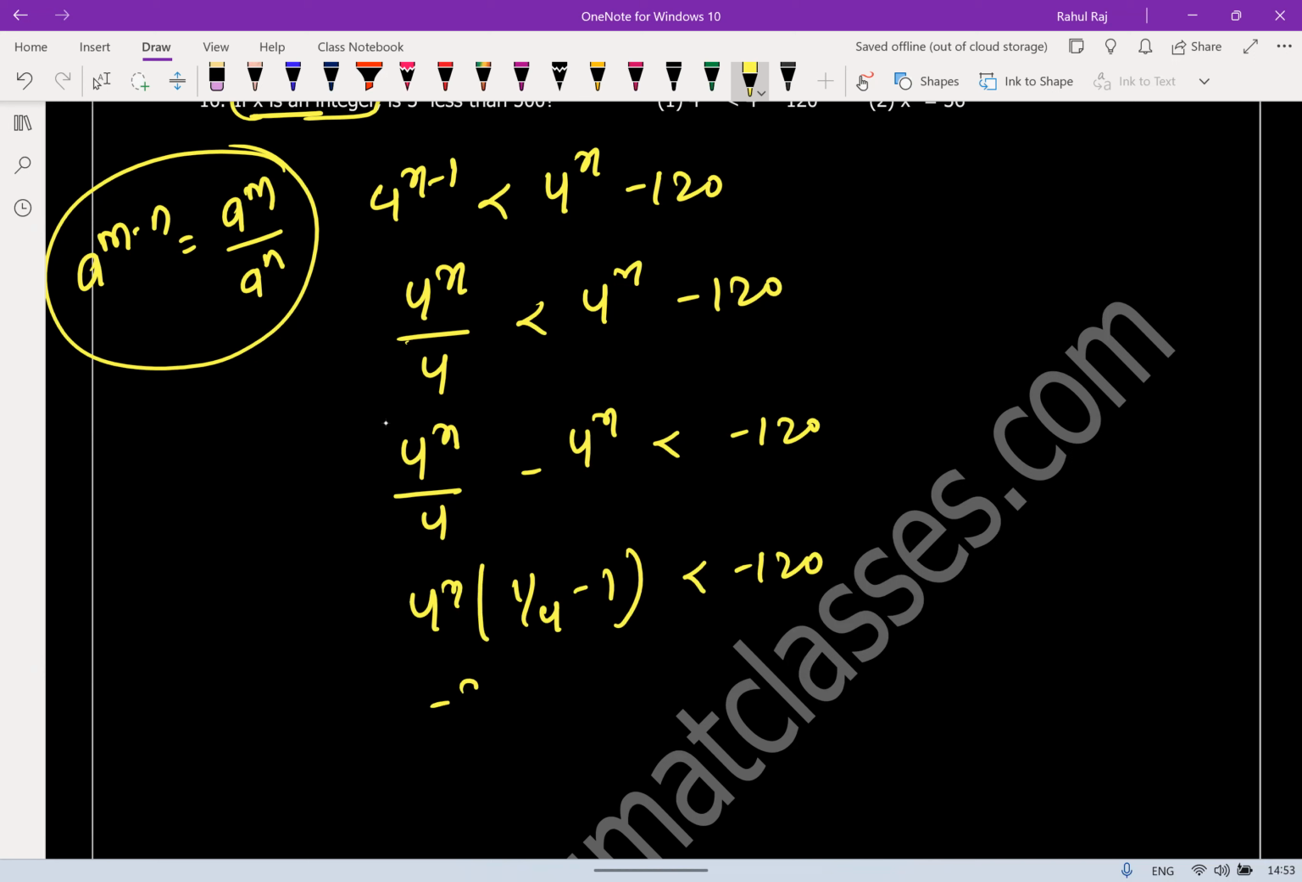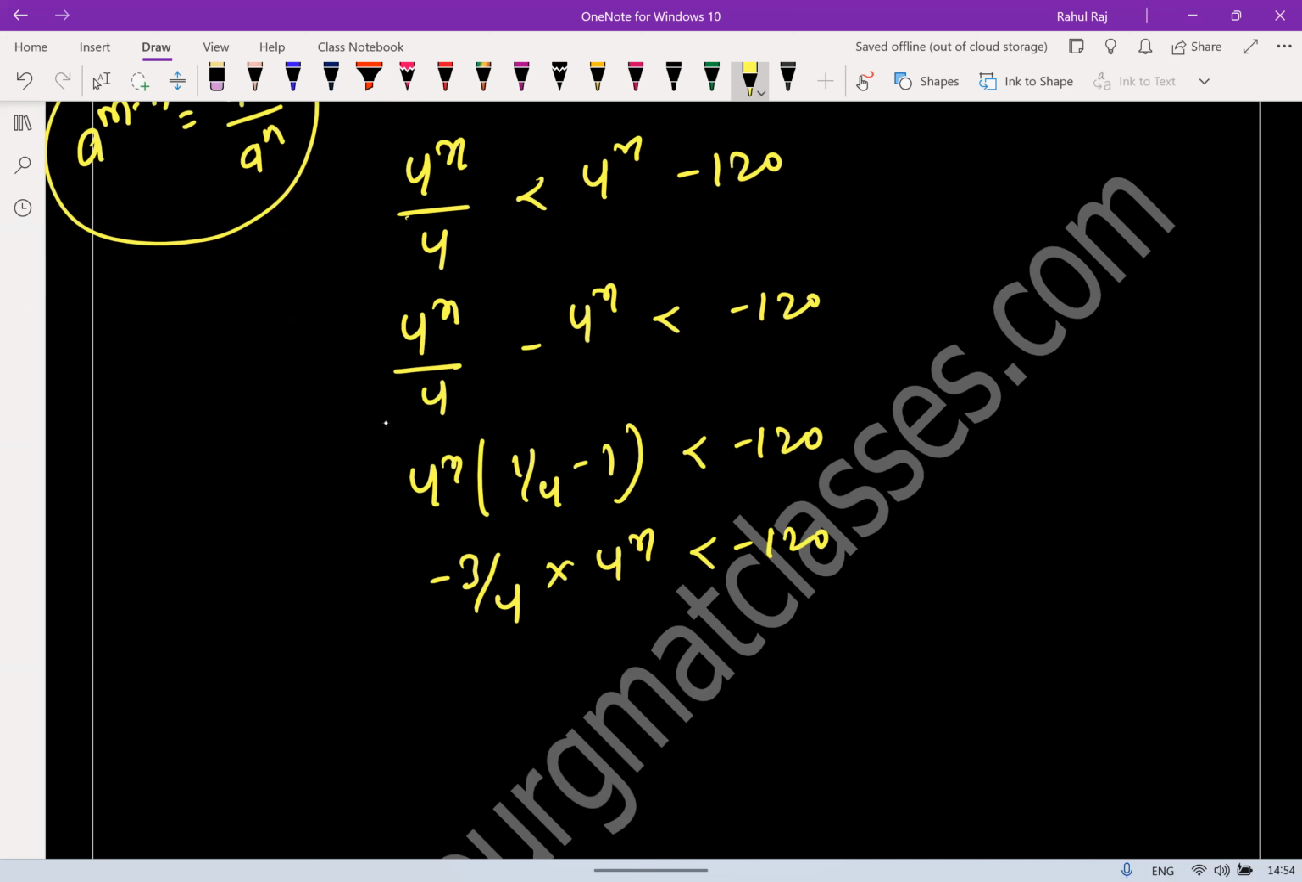Minus 3 by 4, so negative 3 by 4 into 4 to the power x less than negative 120. So can I say 4^x is greater than negative? First of all, do one thing: multiply negative on both the sides. What will happen? The sign will change. And after that, can I cross multiply? Saying 120 cross 4 by 3.